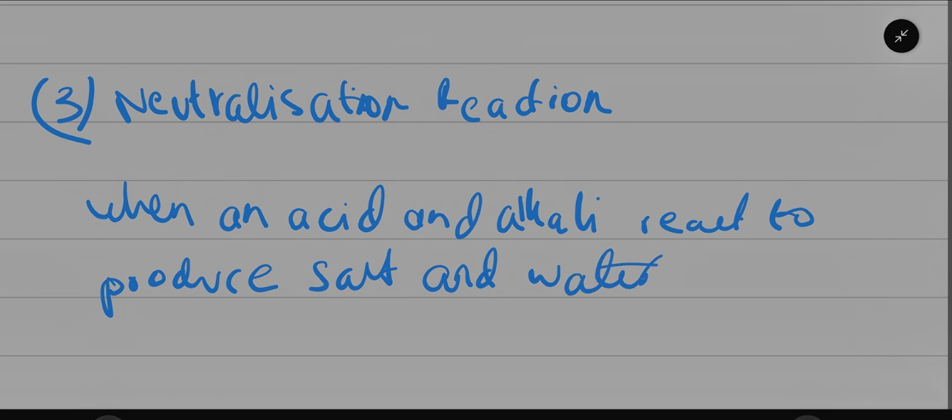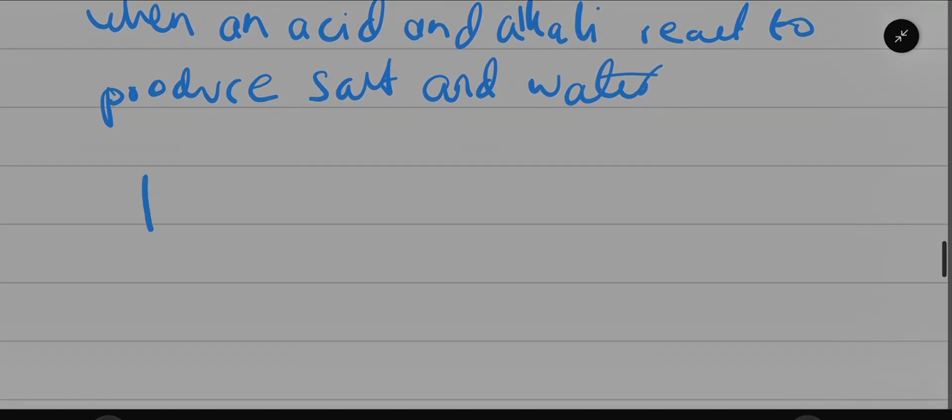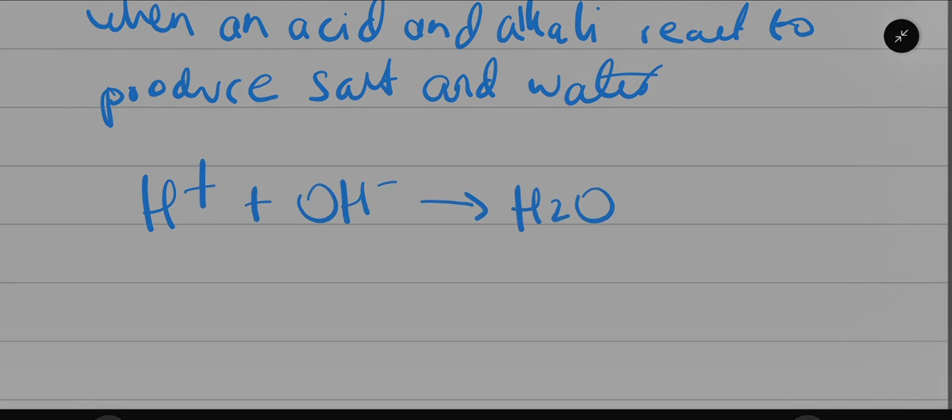Now the general equation that we have for this is 1 H plus ion reacts with 1 OH minus ion to give us H2O. I have written a simpler version of the whole reaction, but when you study acids, bases and salts, you will get a better understanding of what a neutralization reaction is and how it works. But I'm just going to be solving one example to make this clear over here.